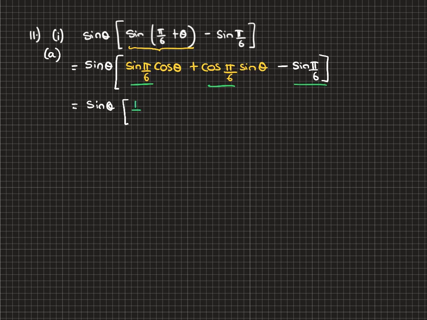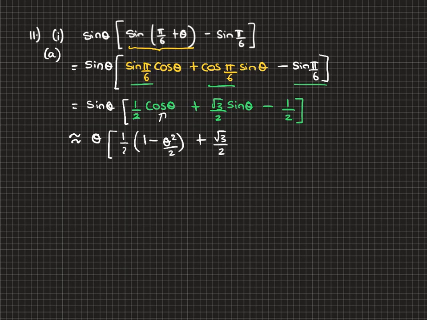Sine pi by 6 is a half, so I've got a half cos theta. Cos pi by 6 is root 3 over 2. And then I've got subtract a half over here as well. Now, I can then use my small angle approximations. Sine theta is approximately theta. Then I've got a half, bracket, 1 minus theta squared over 2, which is the small angle approximation of cos theta, root 3 over 2 theta, minus a half.